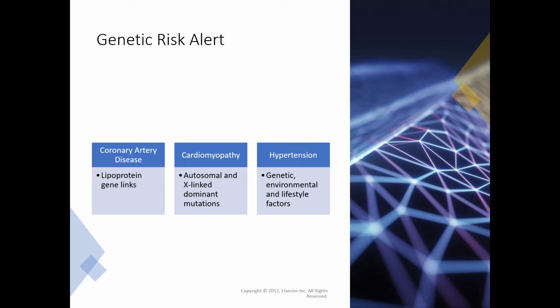So, genetic risk alert. Coronary artery disease, especially related to lipoprotein genes, have been identified in a lot of people with coronary artery disease. And cardiomyopathy can be caused by an autosomal dominant problem. Or dilated cardiomyopathy could be caused because of autosomal or X-linked dominant mutations as well.